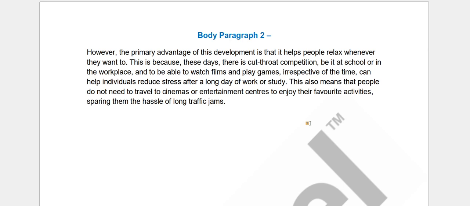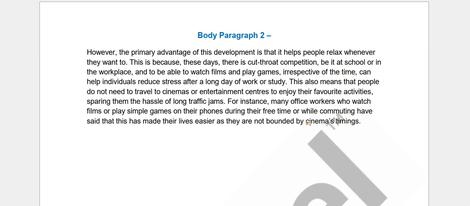I don't think there is any particular famous city in a nation. It may not be popular around the world, but if that city is famous in the nation, or it's a well developed city in any part of the world, it will have traffic. Clear? So it also spares them the hassle of long traffic jams. Now I'm going to give the example.